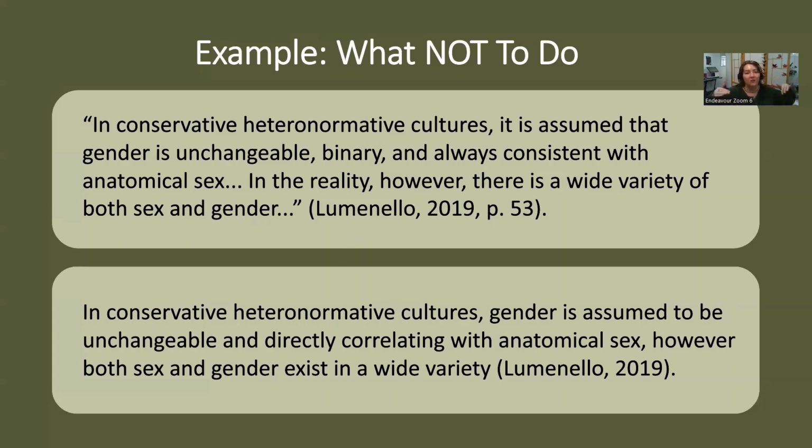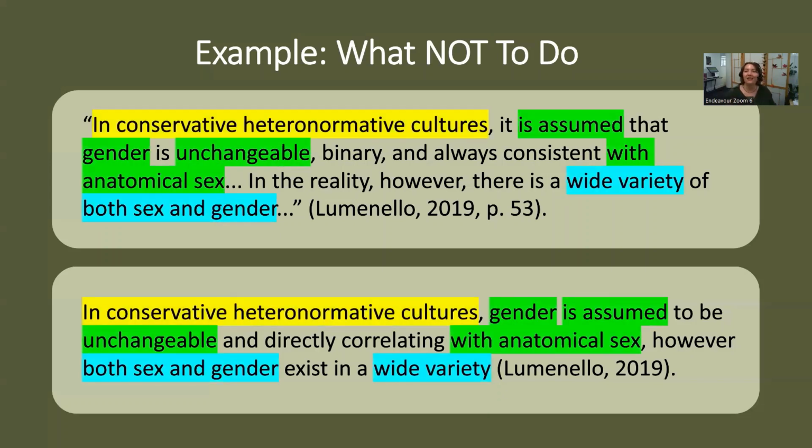This is an example of a paraphrase that isn't quite different enough. So in conservative heteronormative cultures, gender is assumed to be unchangeable and directly correlating with anatomical sex. However, both sex and gender exist in a wide variety. Technically, it's not verbatim. It's not as the direct quote is, but just by highlighting it, you can see that the language used is far too similar to the original source for it to be a proper paraphrase, and you are bordering on plagiarism territory.